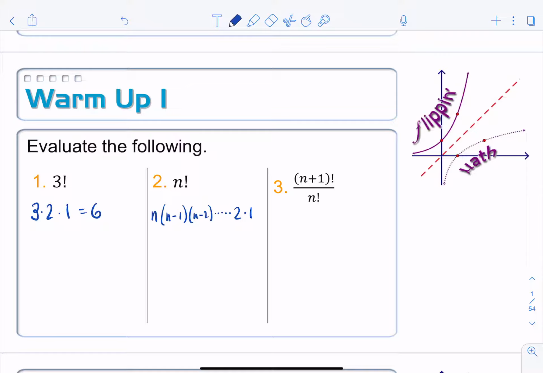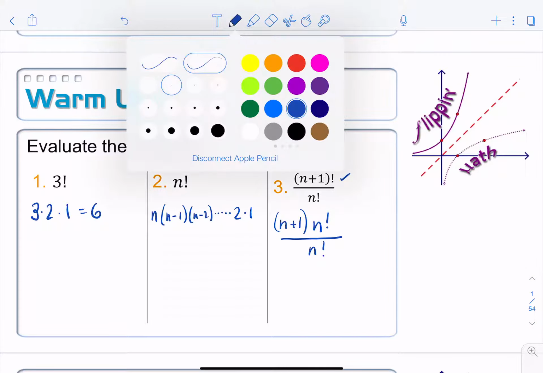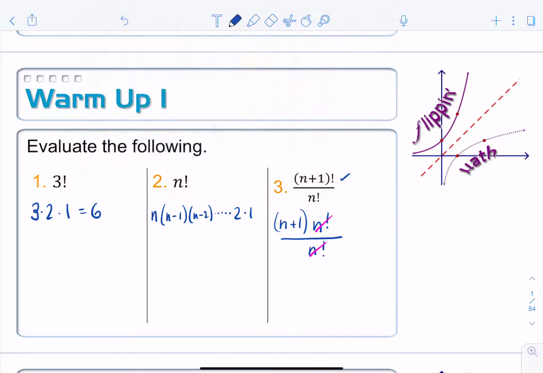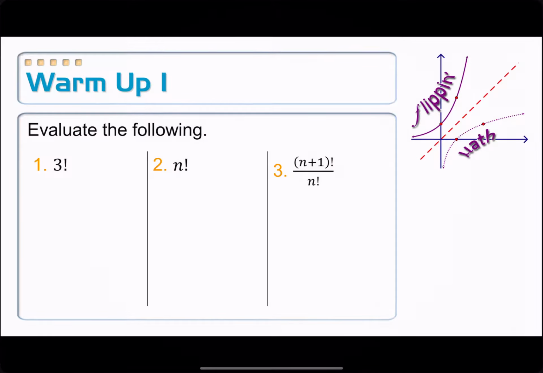Now, the main point in number 3 is that this division problem, stuff like this, happens pretty frequently with factorials, and it's actually a pretty easy simplification. The reason is that I'm going to take n plus 1 factorial and rewrite it as n plus 1 times n factorial. If I multiply n plus 1 times n factorial, I get the original n plus 1 factorial. I did that so that I notice that the n factorial on the bottom and the n factorial on the top will now cancel out, leaving me with just n plus 1. Pretty handy technique.